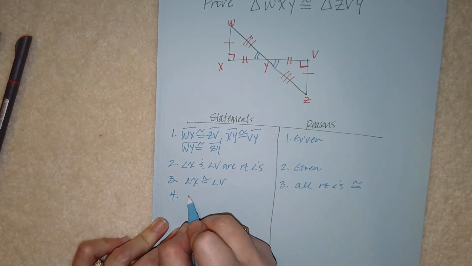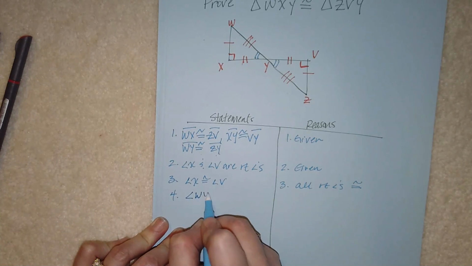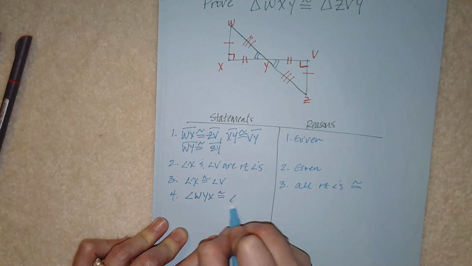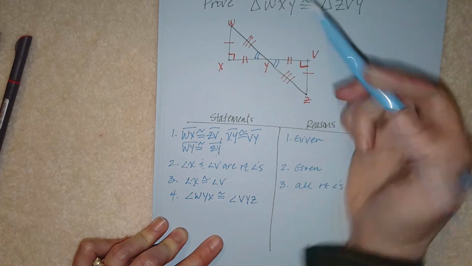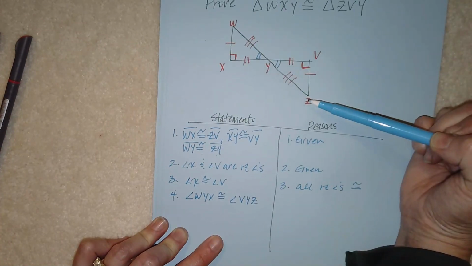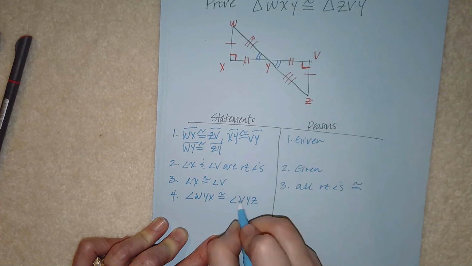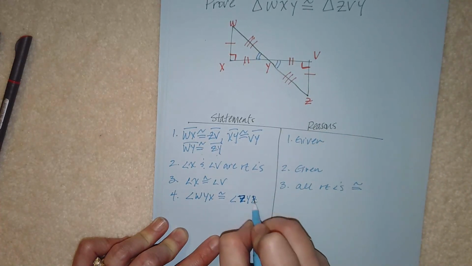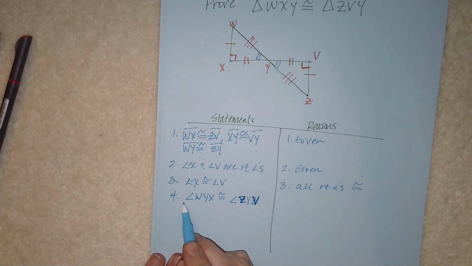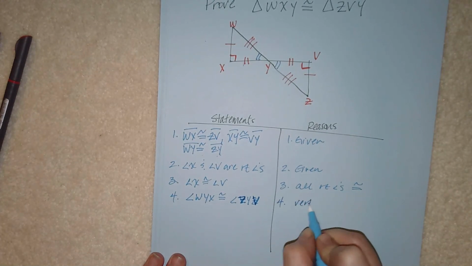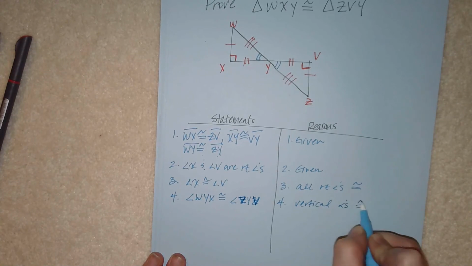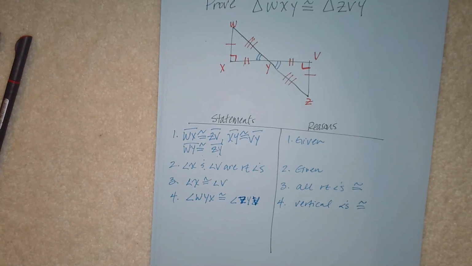So in statement 4, I'm going to say angle WYX is congruent to angle VYZ. Whoops, I put this in the wrong order. WYX, so it should be ZYV. I have my ZYV. Okay, I'm going to say those two things are congruent because of vertical angles. So vertical angles are congruent. This is going to be a very popular statement, so we're going to be looking out for vertical angles. I call this my hidden information, because it's not super obvious. You just have to recognize it.